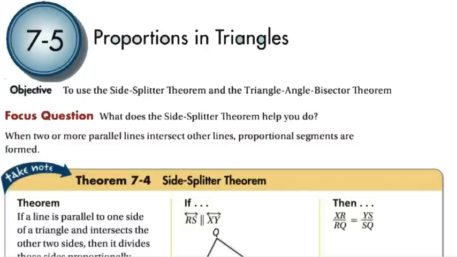Well, welcome to lesson 7.5 on proportions in triangles. And we have a couple of theorems that we'll be talking about in this lesson. One of them is called the side splitter theorem, and the other one is called the triangle angle bisector theorem.